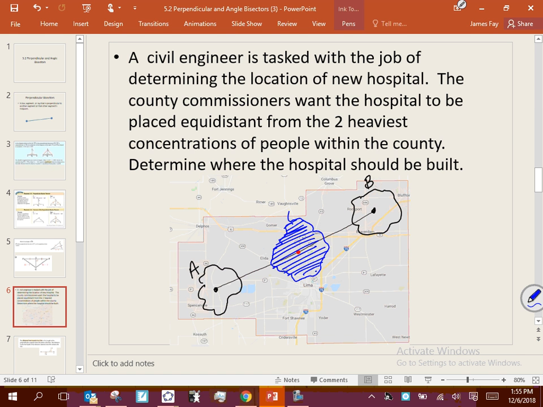Do I go up or down? How do I go up or down? Well, how would that be? You make a line through the middle. What kind of line? Okay, so I'm going to find the perpendicular bisector. Obviously it's got to go through that point. It's got to be perpendicular, okay? And now H, my hospital, has to be somewhere on that red line, right?